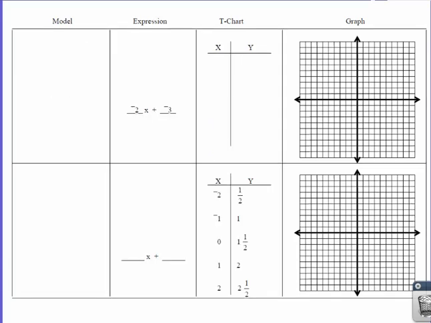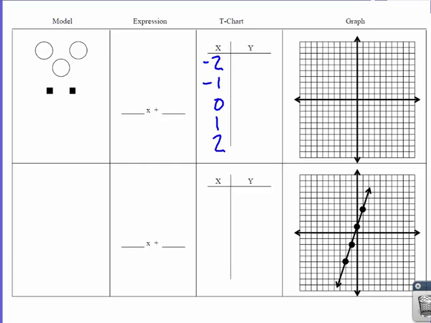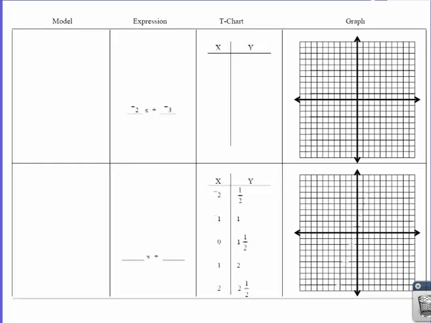Then, if we go back to that one, I gave you the model, and then in this one I gave you a graph. So you need to go from the graph over to the T-chart, and then to the expression, and then to the model. And then on the next one, I gave you an expression. You give me the T-chart. And again, if I don't give you the x values, use -2, -1, 0, 1, and 2. And then on this one, I gave you a set of coordinates, and then you graph those.